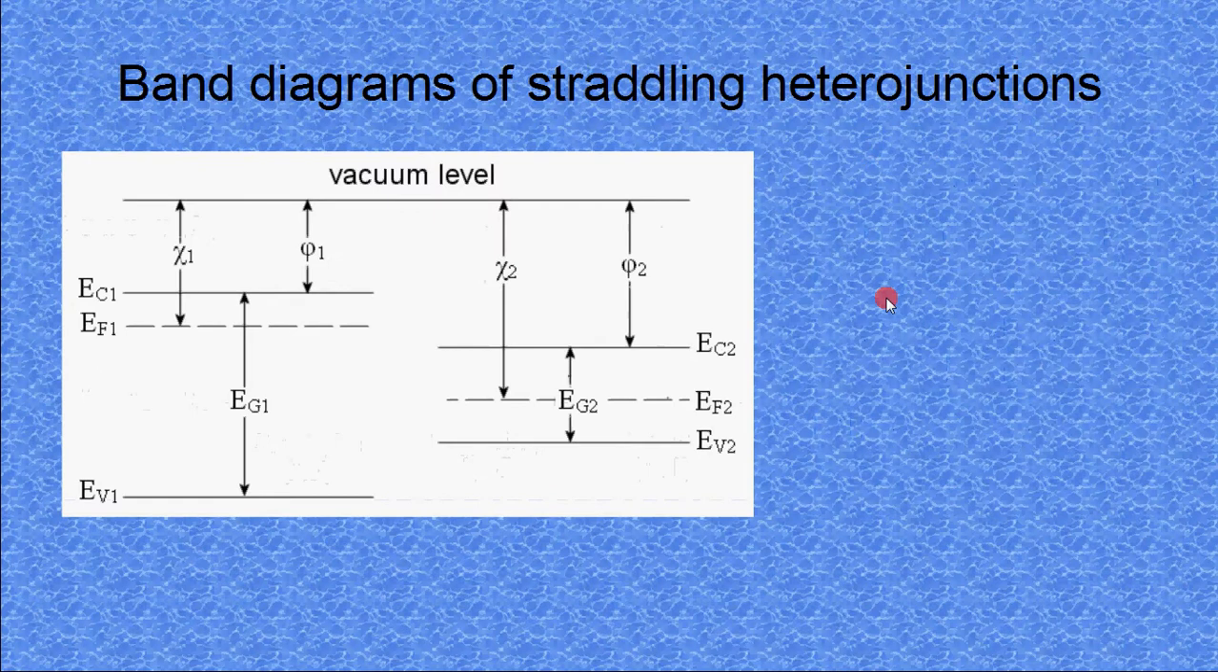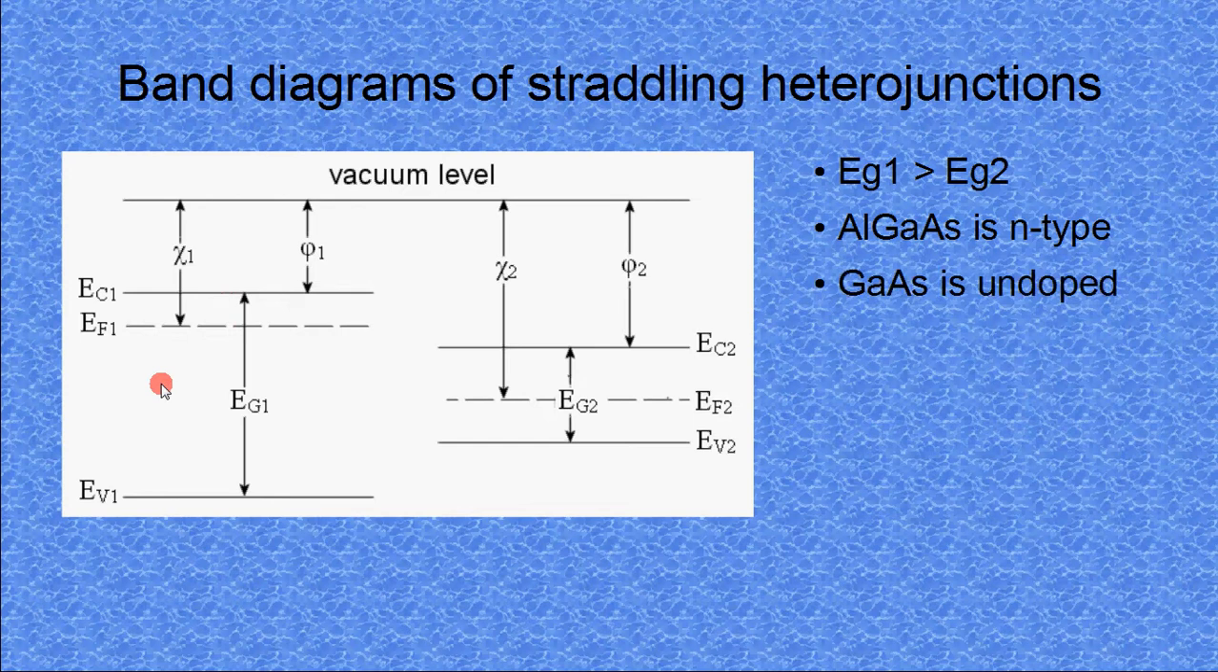So coming to the band diagram of a straddling heterojunction, we know that Eg1 is greater than Eg2, and we have doped our aluminum gallium arsenide, which is of larger band gap, with donors, so it's n-type, so we have a Fermi level close to the conduction band. The gallium arsenide is undoped, so we have a Fermi level pretty close to or the same as the intrinsic level. And we observe that the electron affinity for the gallium arsenide is larger. What this means is, if we bring these two materials close together, electrons will jump from aluminum gallium arsenide to the gallium arsenide.